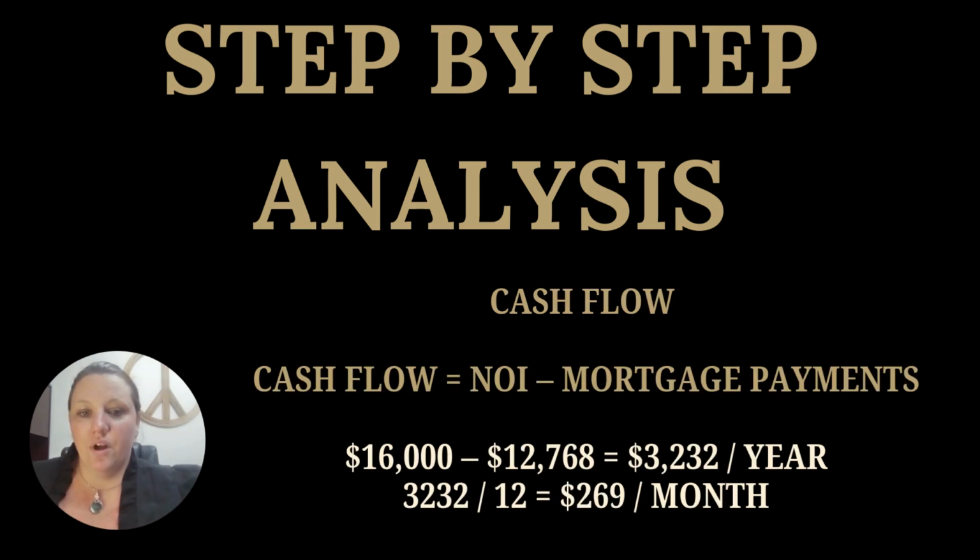The last number I want to go over is cash flow. And so in order to find the cash flow, you do the net operating income, which as we determined before is $16,000, minus the annual mortgage payments. So you'd be looking at $12,768. So that's $3,232 a year, or $269 a month.